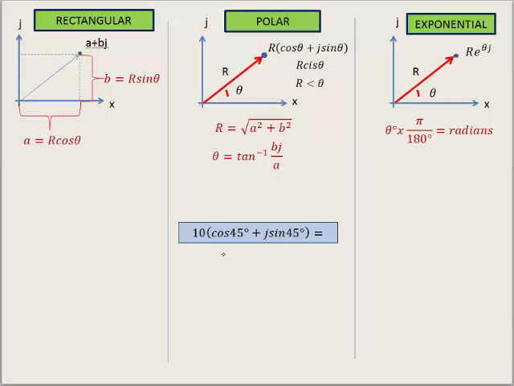Here's the one for you to do. Here's our polar format. And you want to take that into the rectangular format. Use the sine and the cosine to find A and B. And then you want to take it into the exponential format, convert it to radians, and here is your R10. All right, stop the video and try that.